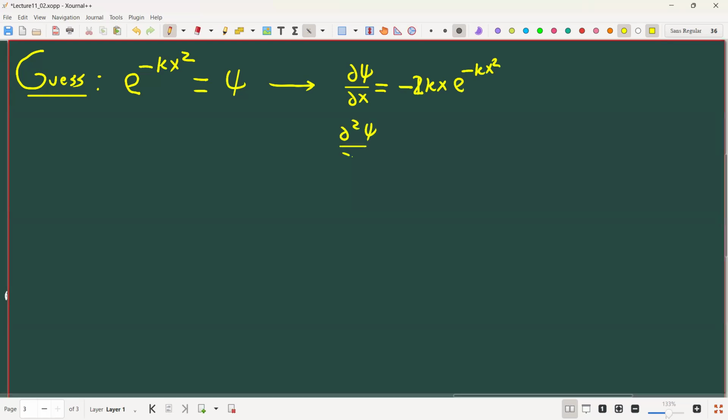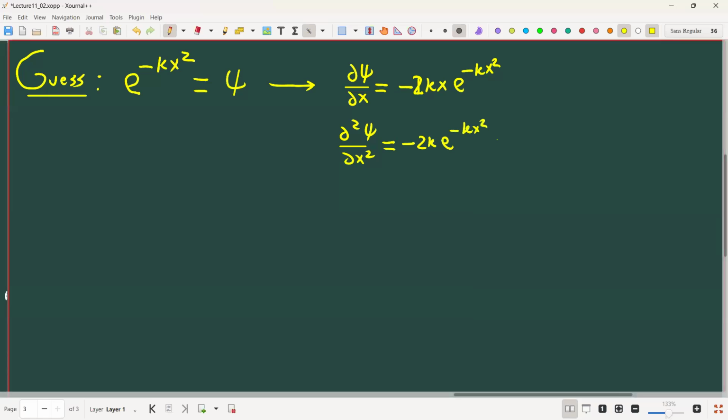Right, and if I take the second derivative of this, well, now I have to use the product rule. Now I have x times e to the minus kx squared. So that's going to be minus 2k e to the minus kx squared. Then I have to take the derivative of the interior of the exponent. It's going to bring a minus sign down. So this is plus 4k squared x squared e to the minus kx squared.